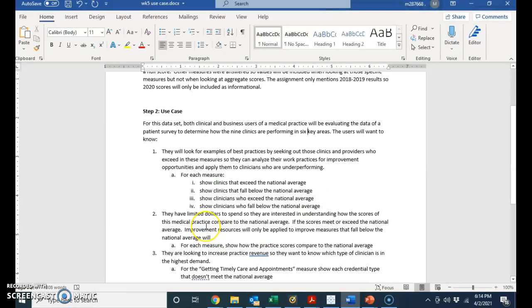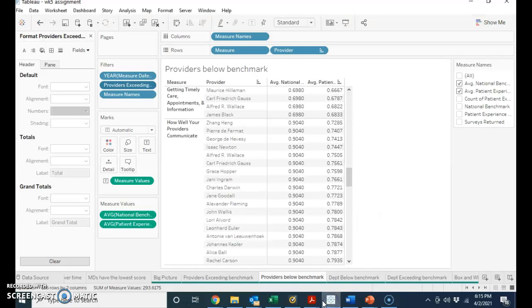So going back to our use case, recognizing that while this practice wants to see some improvement, they have limited dollars to spend. So they really want to understand how the scores of their medical practice compare to the national average, because if the scores are meeting or exceeding the national average, they probably won't invest too much money to improve that. They really want to focus in those areas where they're falling below the national average. So let's take a look at that visualization.